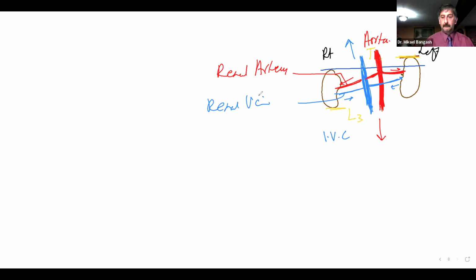Did you guys get that? So that means blood that leaves the kidney gets into the venous part of the circulation, which in this case is going to be the renal vein, which empties into the inferior vena cava.